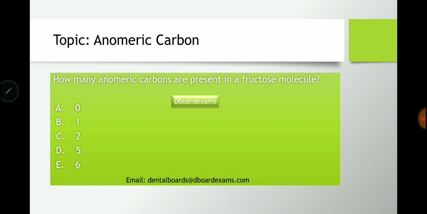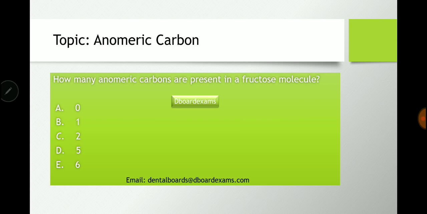Okay, and another one you have to review is anomeric carbon. What's an anomeric carbon? Okay, so you have to know what it means. An anomeric carbon is the center of a hemiketone functional group. Okay, and I'll explain what it is.